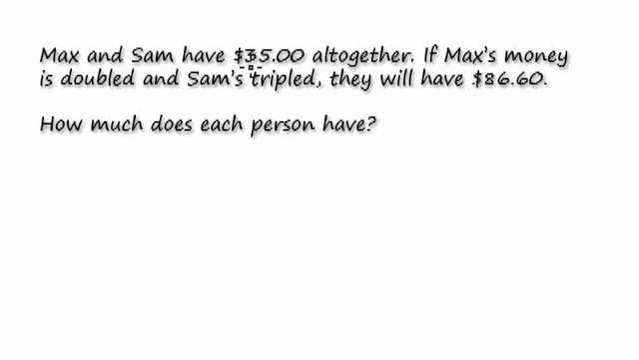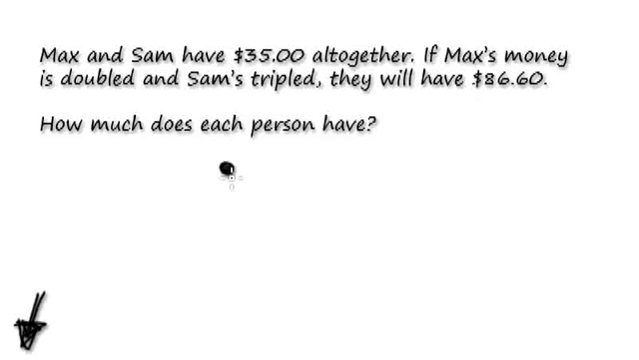So here, Max and Sam have $35 altogether. If Max's money is doubled and Sam's is trebled, they will have this amount altogether. How much does each person have? So press pause and play around with it. Think how you can translate this situation into two equations, and after that it's easy. So press pause and have a go.